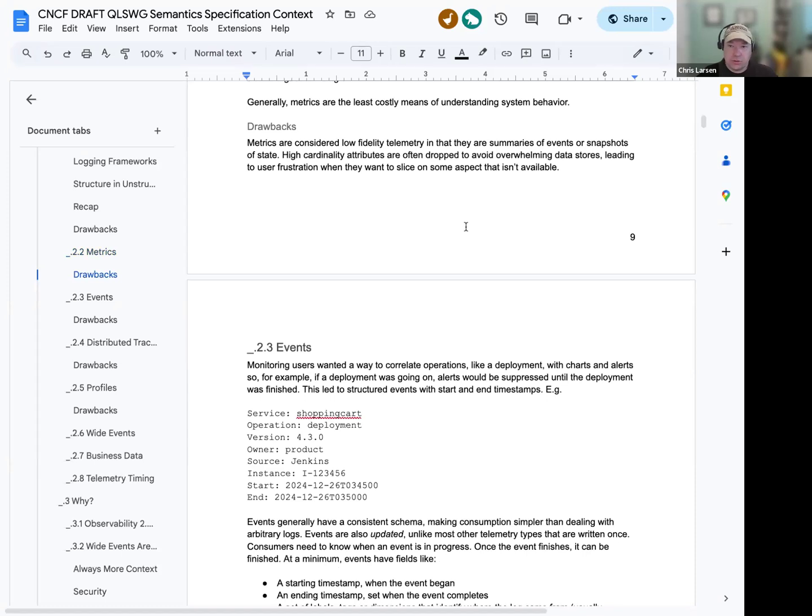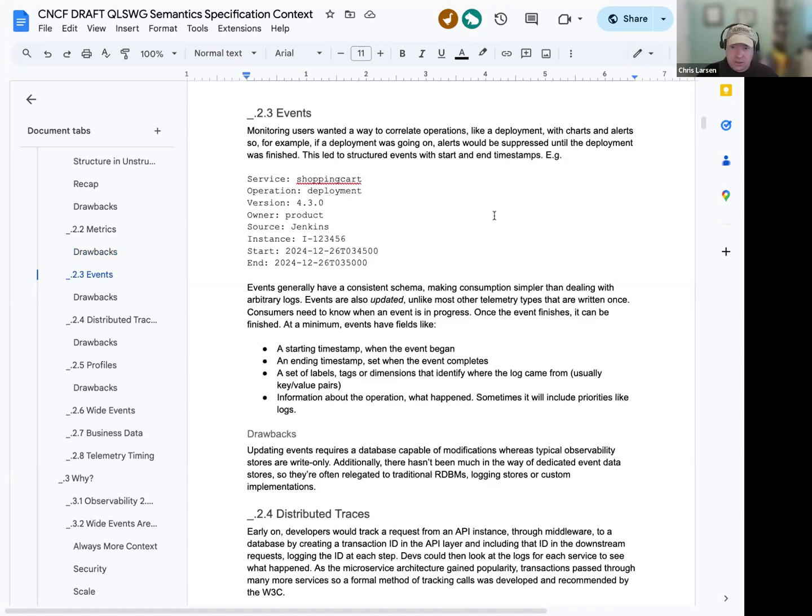Again, drawbacks for metrics are they're considered low fidelity because you're summarizing a lot of information. You can't add a ton of tags. If you do, eventually you wind up with events because you have a unique set of attributes per measurement. And generally metrics are the cheapest way to observe a system too. So metrics don't have to be sampled because incrementing a counter or setting a number is essentially a single CPU operation.